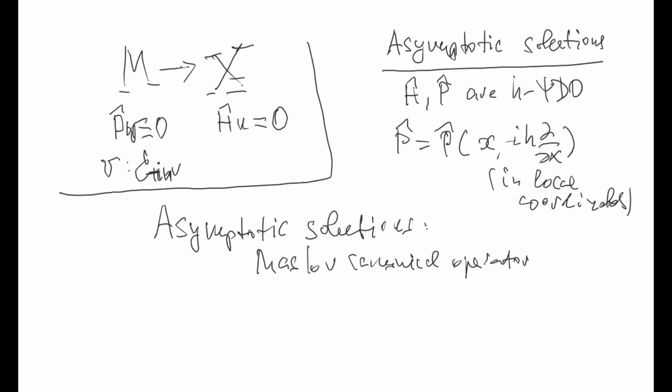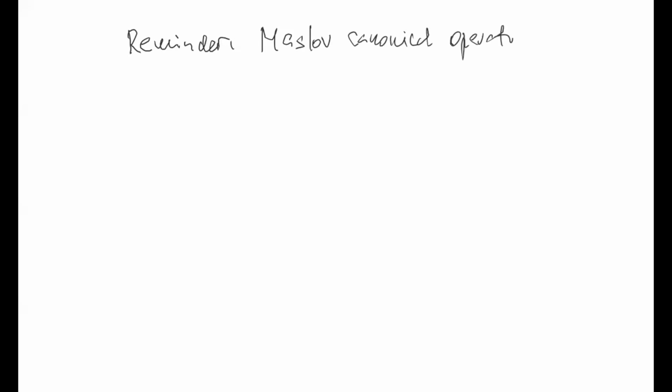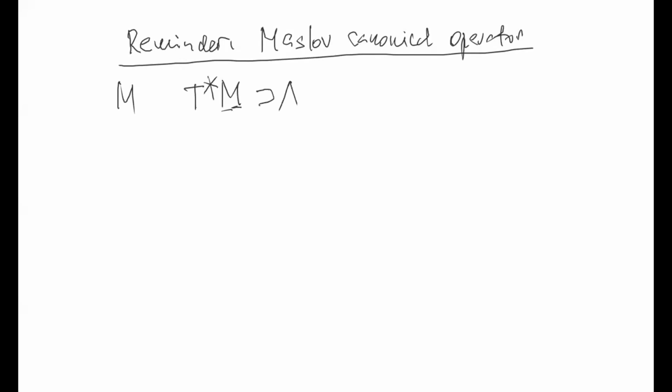But first, let me give some reminder about the Maslov canonical operator, because it will be important to us. So we have this manifold M. We have the cotangent bundle of M. And in the cotangent bundle, we have some Lagrangian manifold.